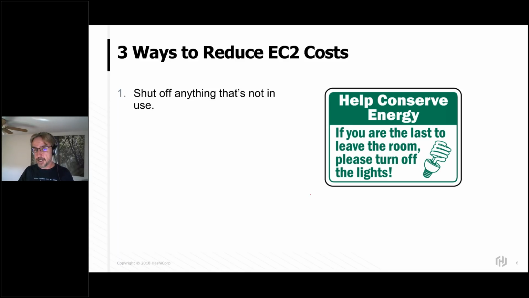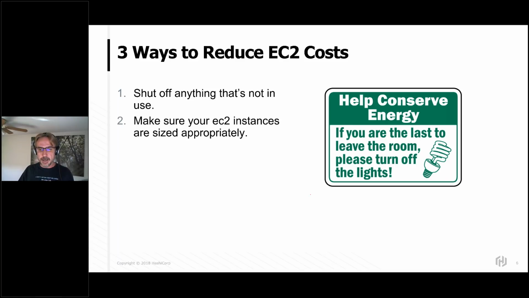The second thing you can do is choose the optimum instance size for your workloads. If you're running on an M4 large, but a T2 medium would suffice, well, you could cut the cost of running that instance in half. So take a look at your health checks, your CloudWatch logs, and make sure you're not buying more EC2 instance than you need.